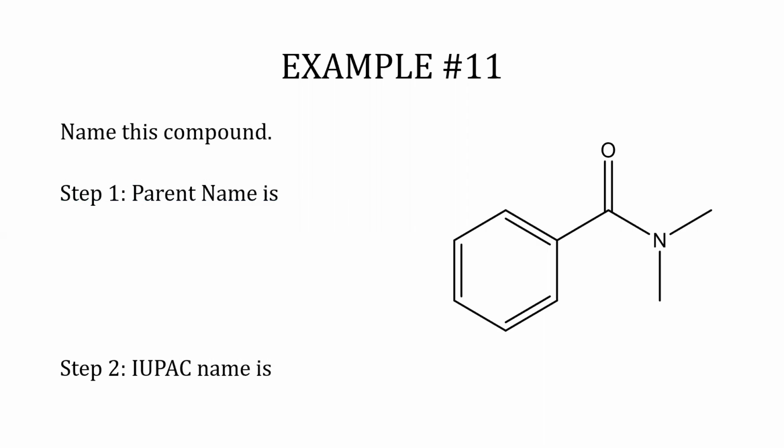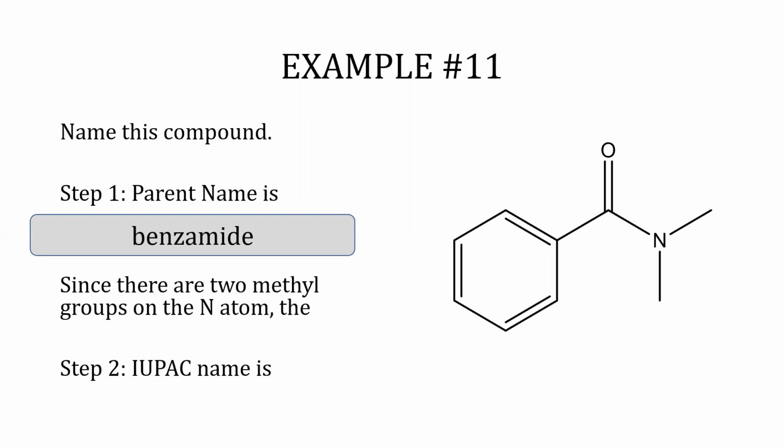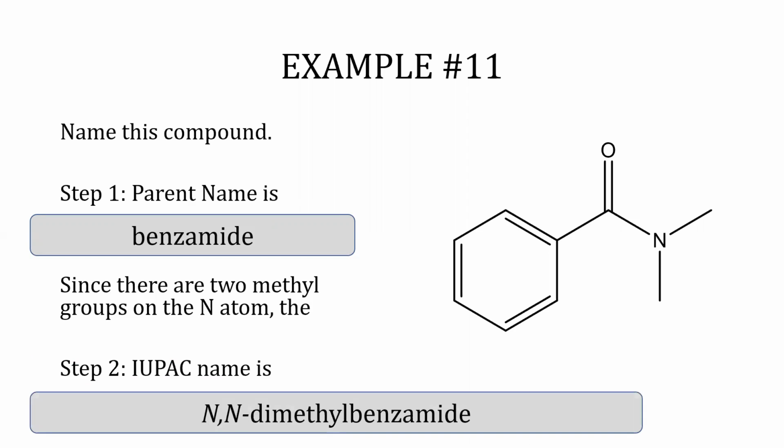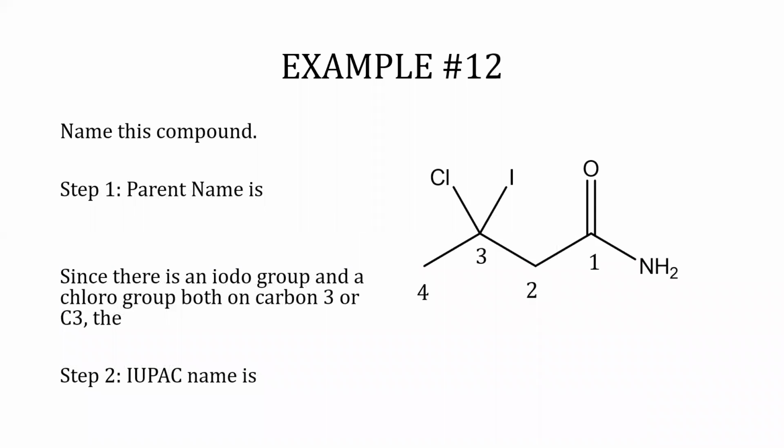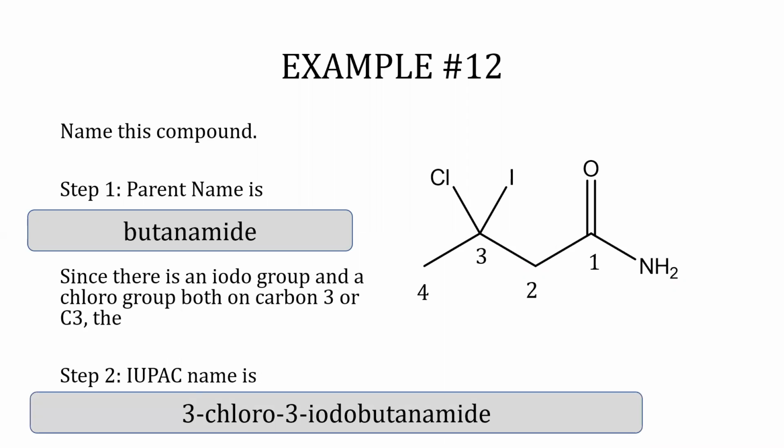Example 11's parent name ends with benzamide. There are two methyl groups on the N atom. The IUPAC name is N,N-dimethylbenzamide. Example 12's parent name ends with butanamide. There is an iodo group and a chloro group both on carbon 3 or C3. The IUPAC name is 3-chloro-3-iodobutanamide.